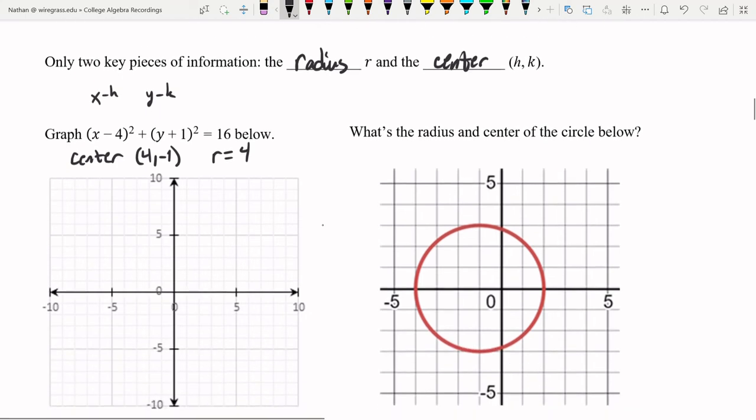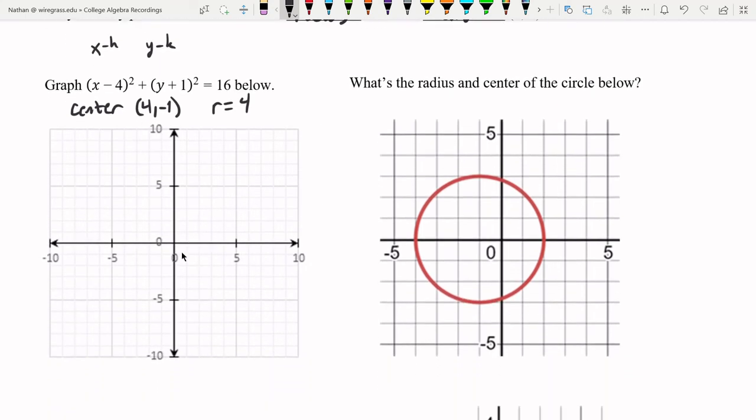So all I need to do is plot the center point, which is at 4, -1. So 4, -1's right here. And then from this point, go a radius of 4 units out and draw the circle that results from it. So from this point, go 4 units out. I'm going to go in the cardinal direction. So 1, 2, 3, 4, in each direction. And then I'm going to connect these points with a smooth circle.